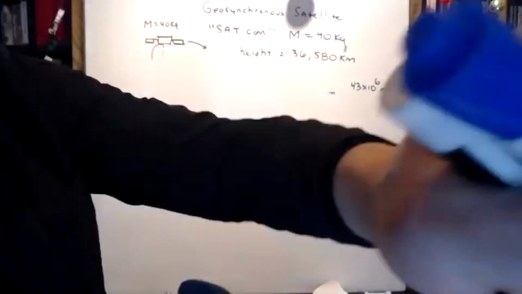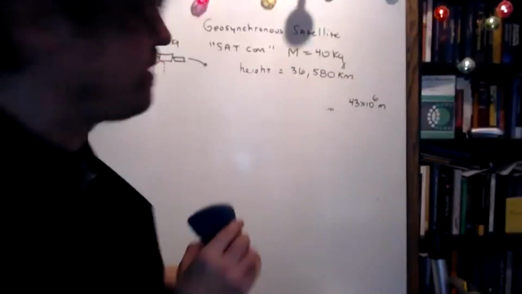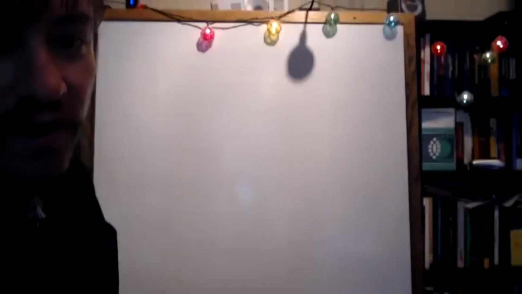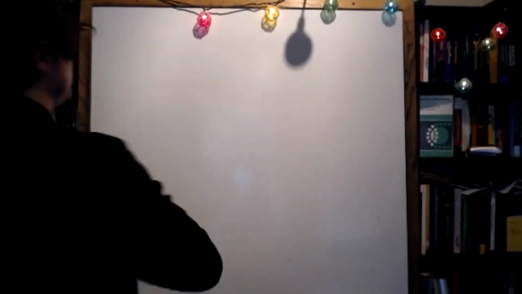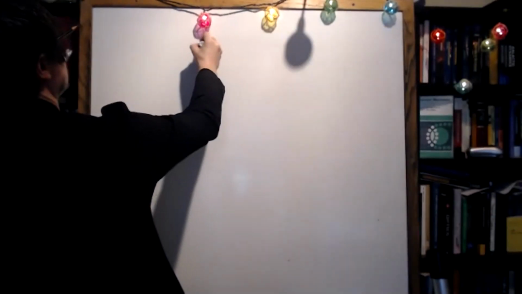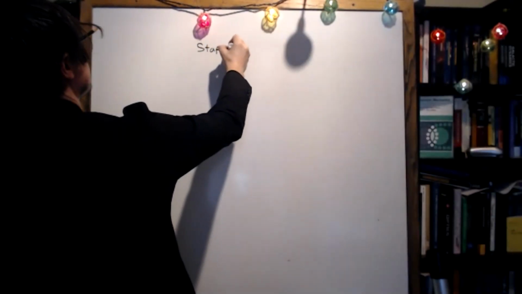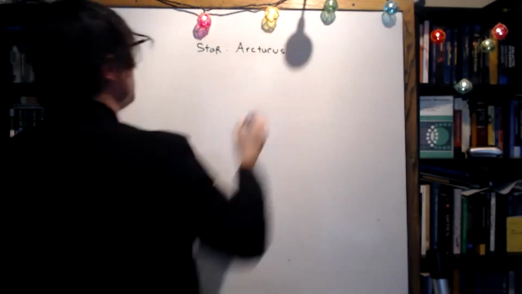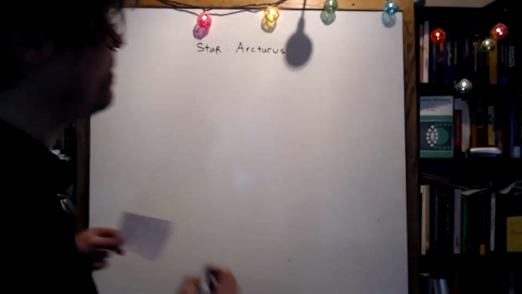I want to make sure you guys get a wide variety of exposure to the different types of problems you'll be expected to solve. In this problem, we're going to consider a famous star known as Arcturus. I'm going to give you some givens about Arcturus.